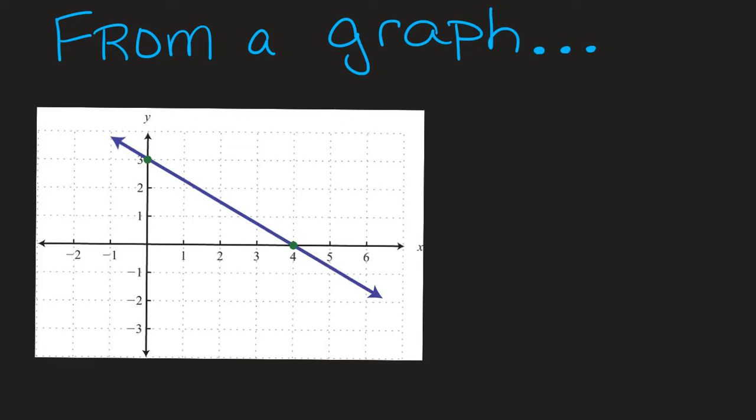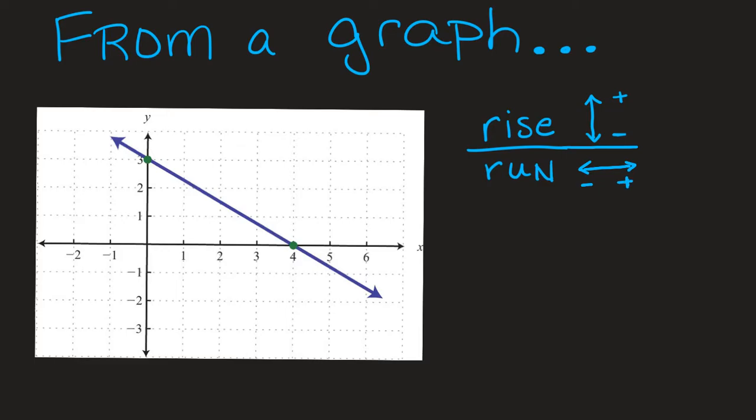All right, so from a graph, if you can remember, the words that we used were rise over run. Remember that rise goes up and down. If you go up, it's positive. If you go down, it's negative. And the run is going to be left or right. If you go left, it's negative. If you go right, it's positive.